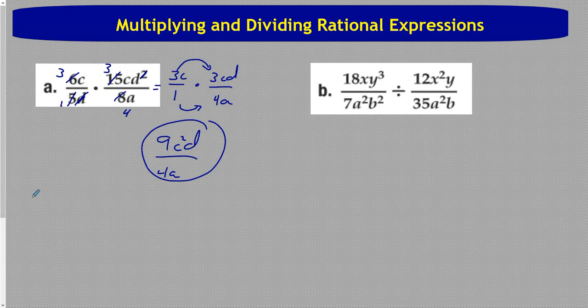I could have just multiplied straight from the get-go and then reduced. It just makes the numbers all bigger, and in my opinion, makes it a little bit more difficult. But if you want to multiply first and reduce later, you totally can. For b, we're dividing, so that means we need to multiply it by the inverse.